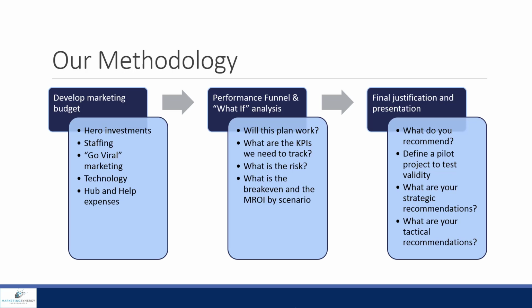The final steps in our process is we will do a performance funnel and what if analysis to figure out a couple things. Will the plan work? What are the KPIs that we need to track by level? Exactly how will we know we're succeeding? What is the risk associated with this plan? In other words, we're going to figure it out from the average, the optimistic and a pessimistic forecast to make sure that it will pay back no matter what happens in the marketplace. And then what is the break even and the marketing ROI for each of those scenarios?